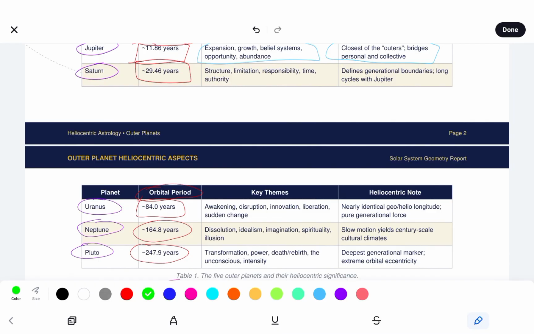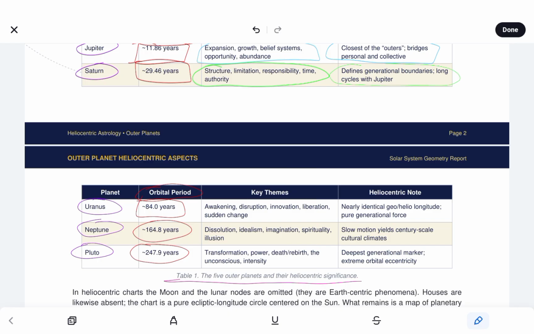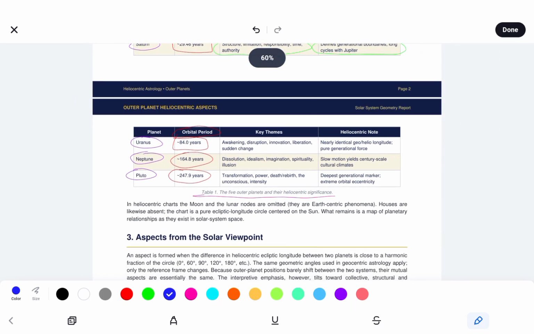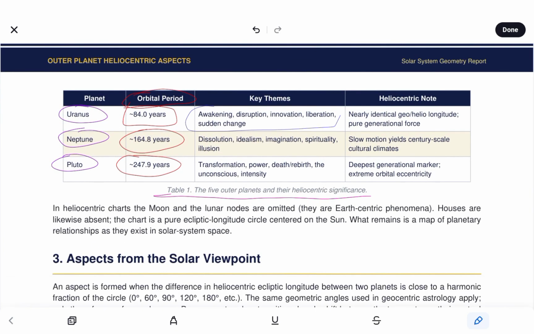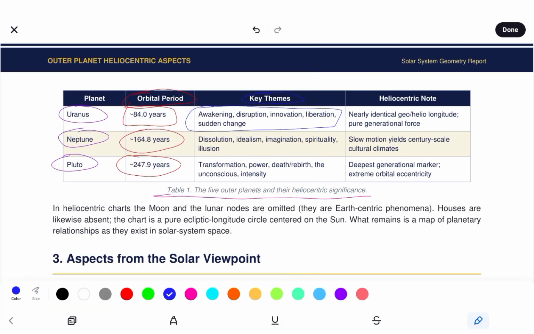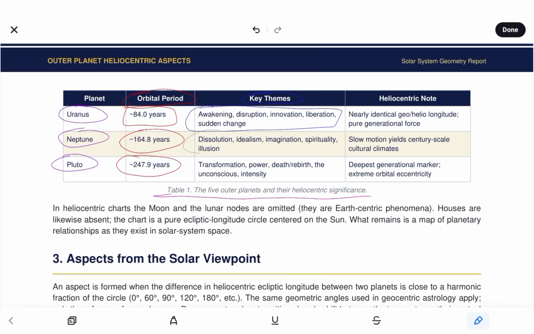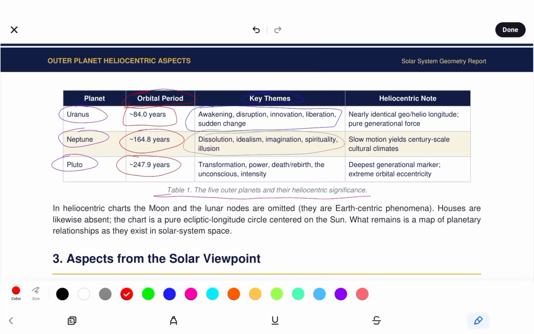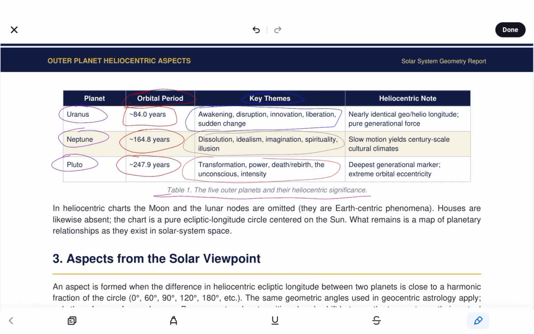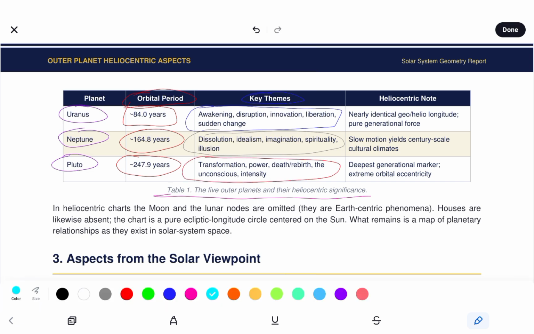So Saturn: structure, limitation, responsibility, time, and authority, and we see it defines generational boundaries, long cycles with Jupiter. Uranus: awakening, disruption, innovation, liberation, sudden change. Neptune: dissolution, idealism, imagination, spirituality, illusion. And Pluto: transformation, power, death, rebirth, the unconscious, and intensity.